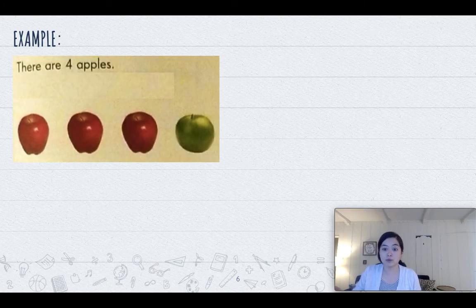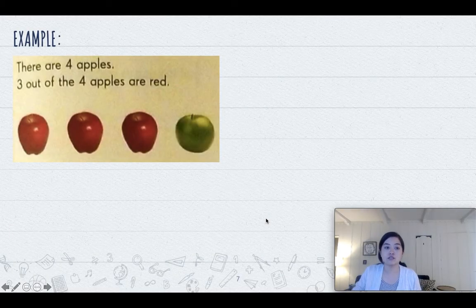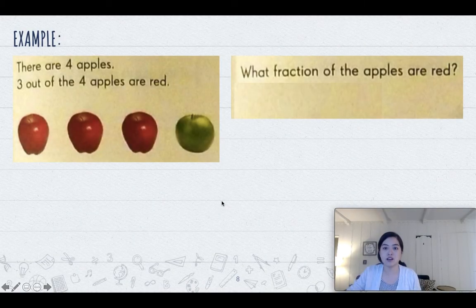There are four apples. One, two, three, four. Three of the apples are red, one apple is green. So 3 out of the 4 apples are red. What fraction of the apples are red?